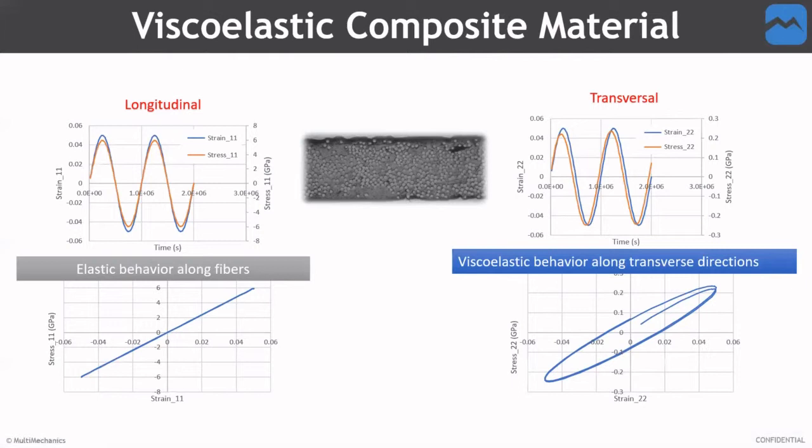But when we go to the transverse direction, which is matrix dominated, we start to see the viscoelastic behavior, as you can see in this hysteresis curve. So it's really difficult to characterize all these different components. Even if you can, you have to run a lot of different tests because these materials are orthotropic. So we're going to have to get longitudinal, transverse, in-plane shear, and out-of-plane shear to really characterize this material.